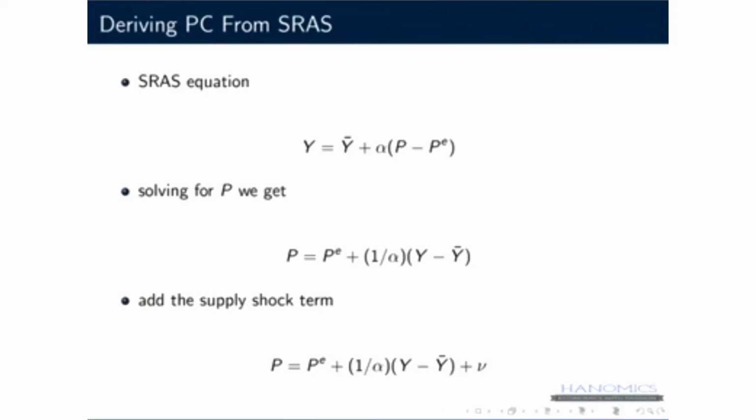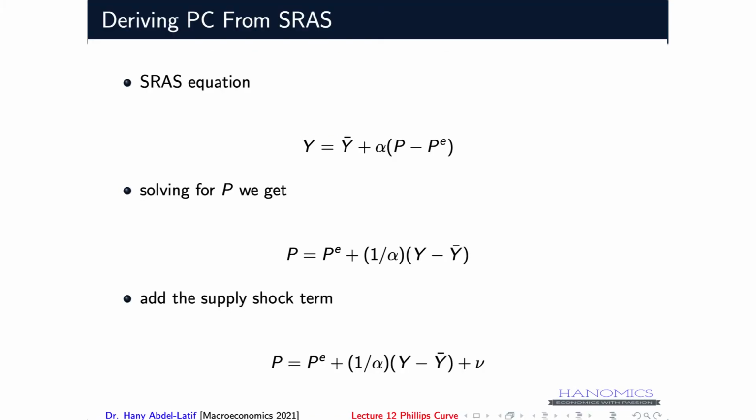We have output determined by this level, and the gap or the difference between the actual price level and the expected price level. And if the actual price level tends to be the same as the expected price level, this will cancel out, and that means we will be at the full employment output level, or in other words, the natural rate of employment, or natural rate of unemployment, or natural rate of output. So these are all the same.